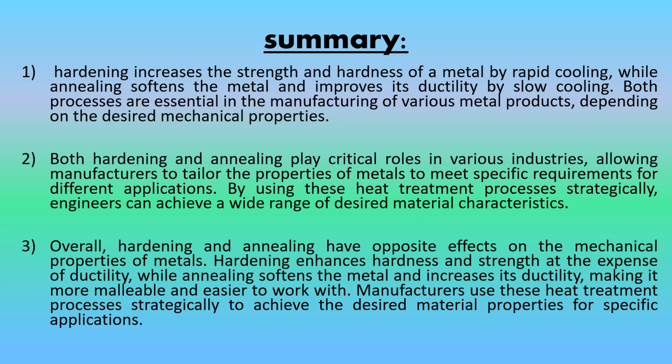Overall, hardening and annealing have opposite effects on the mechanical properties of metals. Hardening enhances hardness and strength at the expense of ductility, while annealing softens the metal and increases its ductility, making it more malleable and easier to work with. Manufacturers use these heat treatment processes strategically to achieve the desired material properties for specific applications.